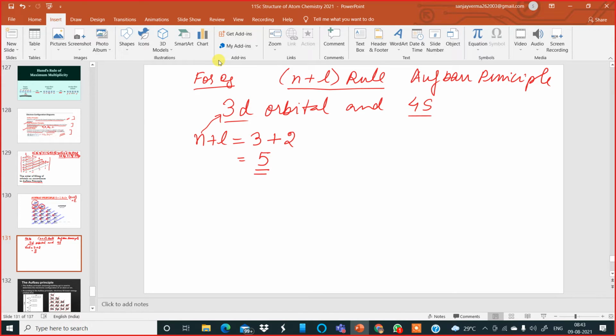Yes, sir. Okay. Now, for the 4s orbital, let us calculate the n plus l value. The value of n is 4. Plus, for the s orbital, what is the value of l? It is 0. So how much are we getting? We are getting 4, no? So which value is higher, 5 for 3d or 4? 5, yeah, 3d. So the energy of 3d is greater than the energy of 4s.